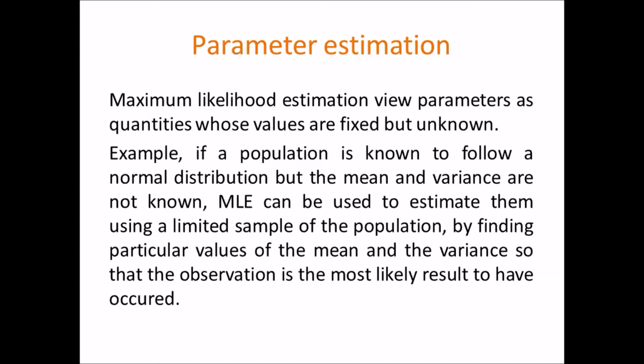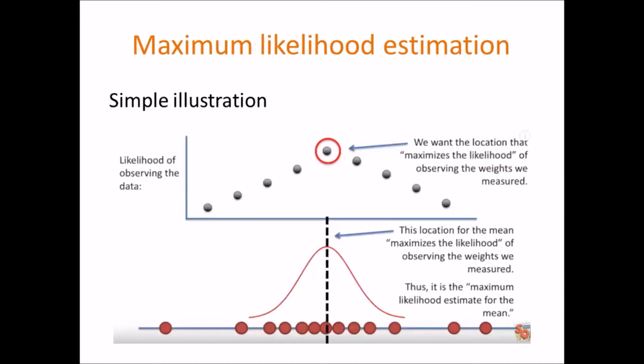Now, let's take this simple illustration of maximum likelihood estimation. This is the likelihood of observing the data. What we want is the location that maximizes the likelihood of observing the weights we measure. Using the normal distribution, which location, the mean, maximizes the likelihood of observing the weights we measure.